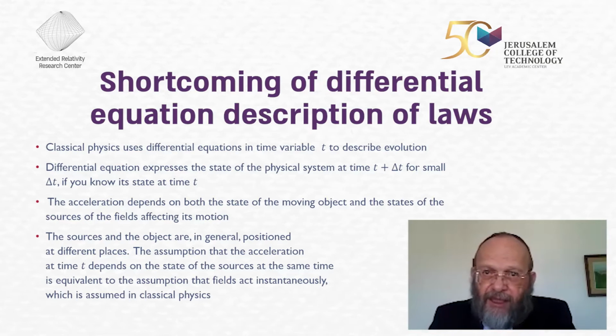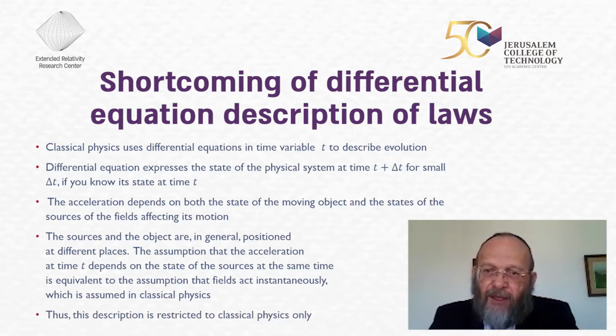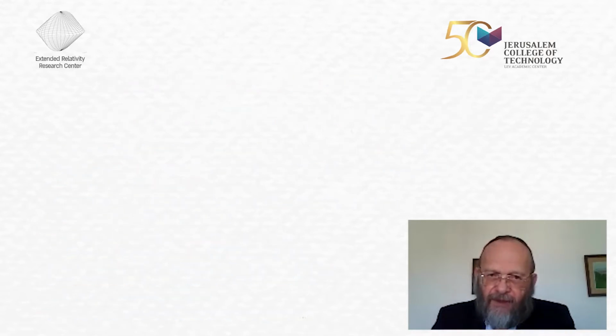What does it mean? That the source affects you immediately, equivalent to the assumption that the field acts instantaneously, which is assumed in classical physics. Thus, this assumption is valid only in classical physics, and we know it is wrong. There's no instantaneous effect of the field. Thus, the description using differential equations involving the states of the source and the object is restricted to classical physics only. So we have to somehow find a way to change things, to find something more fitted for relativity.